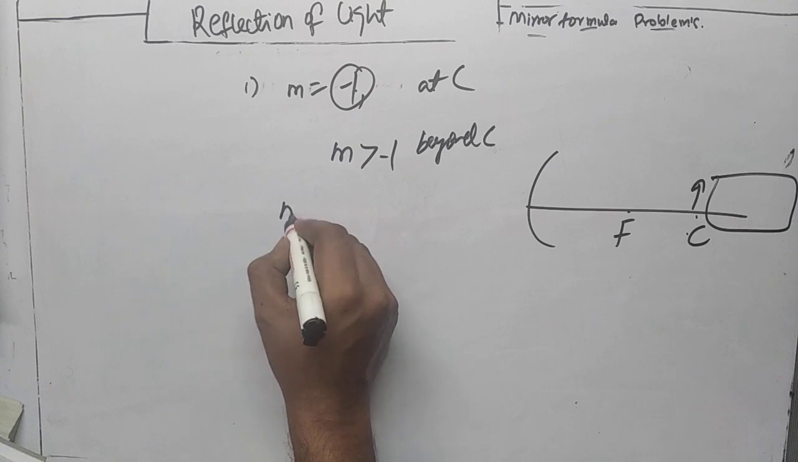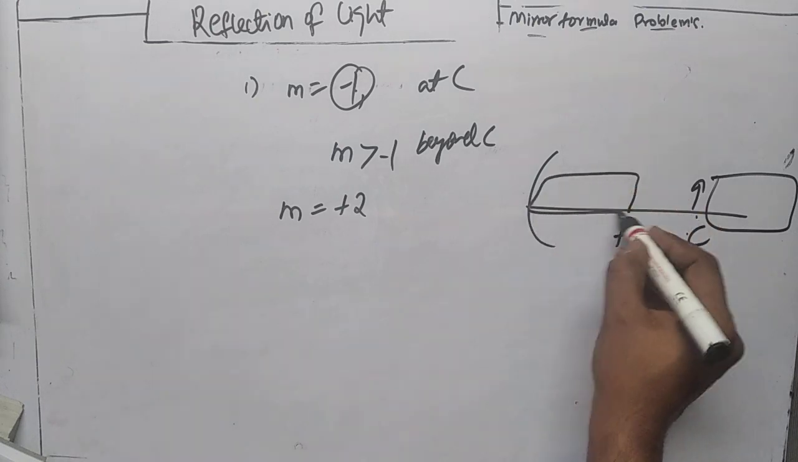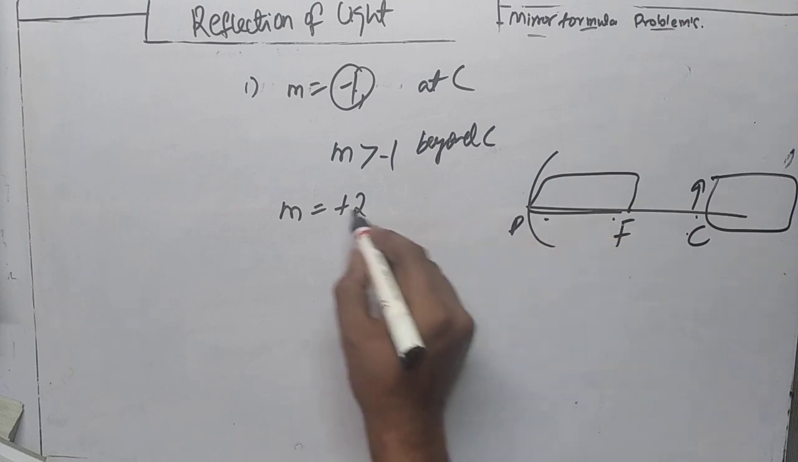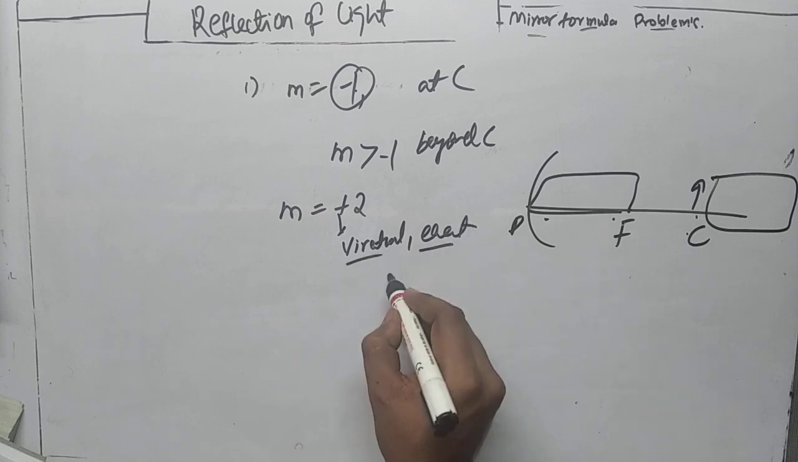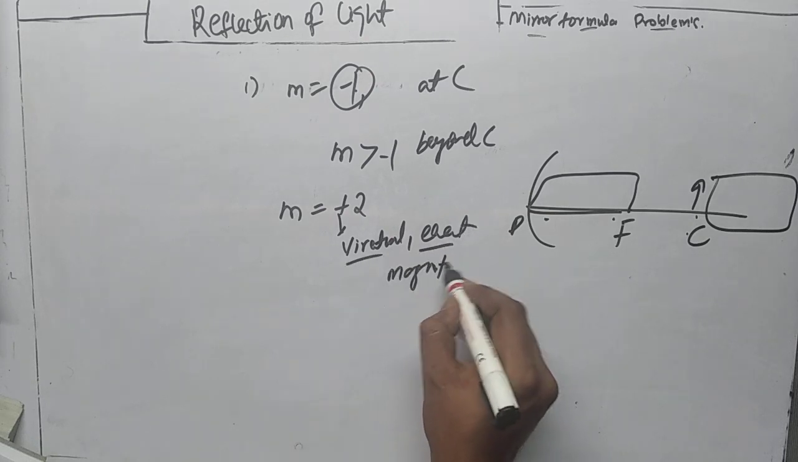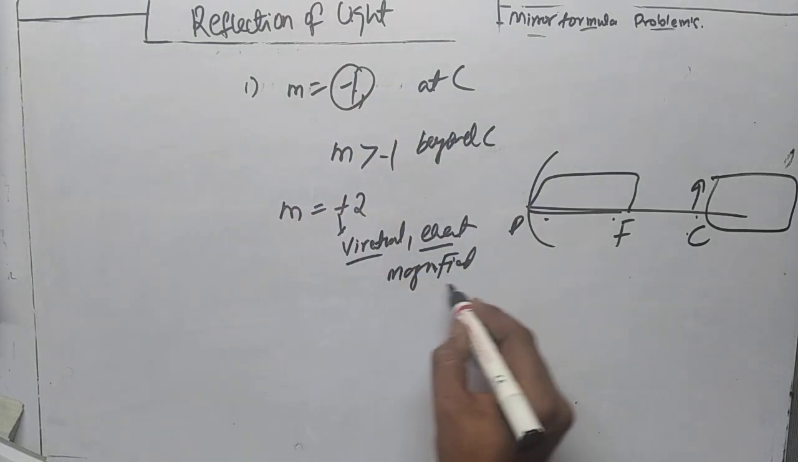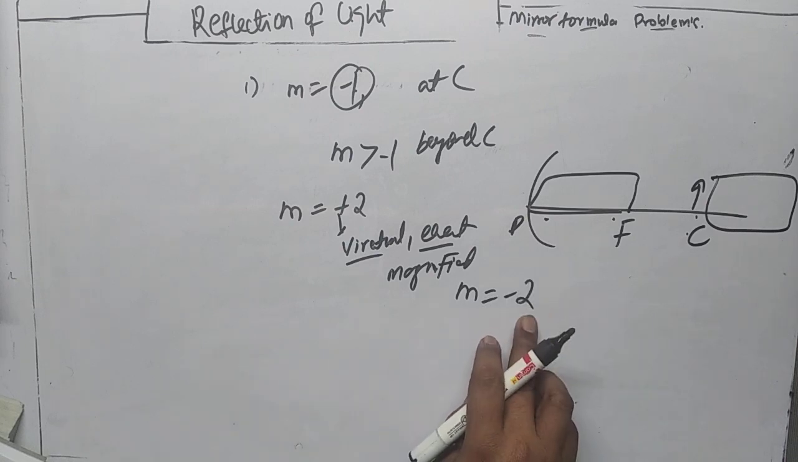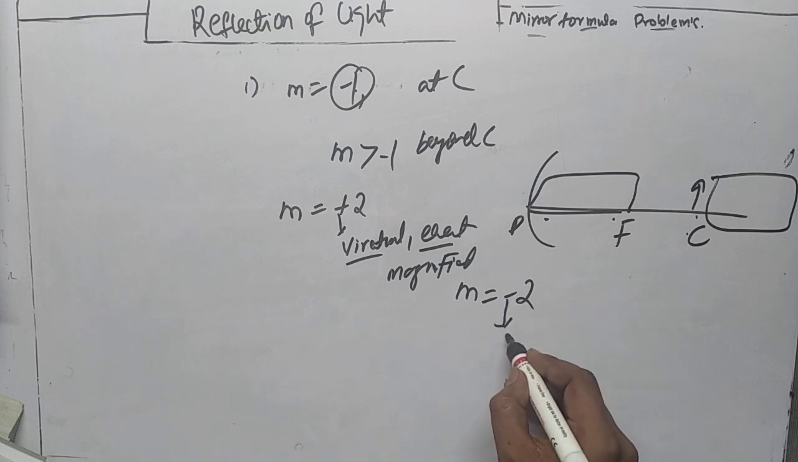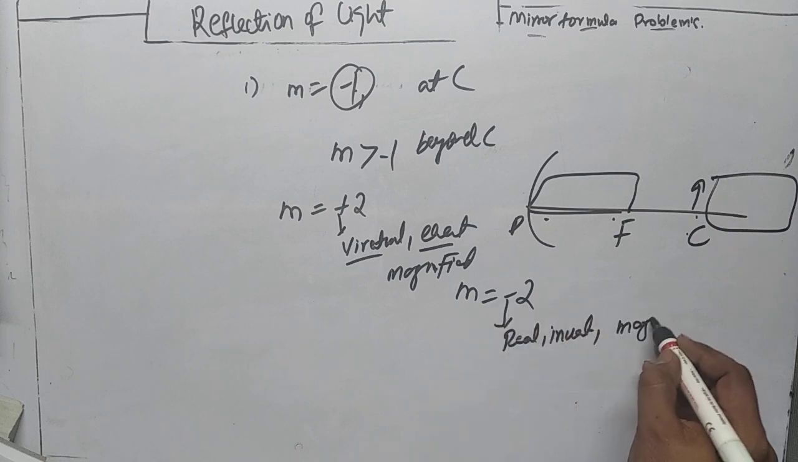What is the nature of the image if the magnification is +2? Plus indicates a virtual image, so the object is placed between pole and focus, and the image will be virtual, erect and magnified. Okay, this is the kind of thing they may ask in the exam, or they may ask what an m value of -2 indicates. The m value of -2 indicates that the image is real, inverted and magnified.